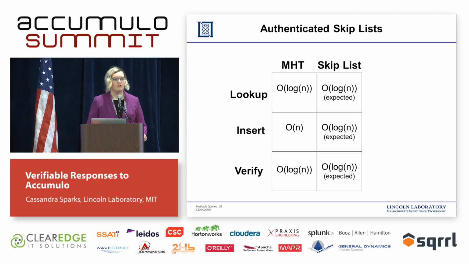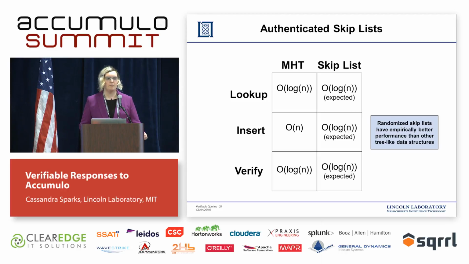And so the solution that we have for this is to use a data structure called authenticated skip lists. If you've never heard of a skip list, it's an expected balanced tree-like data structure that instead of using a heavy-handed invariant like red-black trees or 2-3 trees, uses randomness to guarantee that in all but the most rare cases, you will get logarithmic time insertion, lookup, and verification for these data sets. And so the reason we chose skip lists is because they're simpler to implement and they have empirically better runtime than any of these other balanced tree data structures that I mentioned earlier.